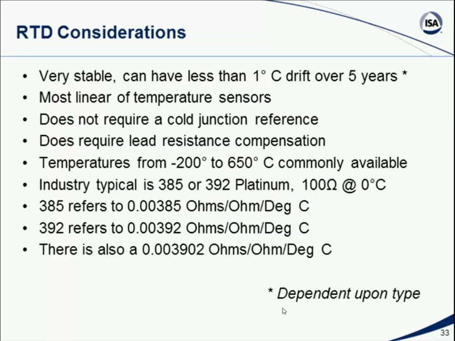Now, when we talk about RTDs, there are certain considerations in using them and picking them. First of all, because of their mechanical construction, they're very stable. They don't have any real need generally for any kind of calibration, not that there's any screws you can turn or something. They usually will drift in accuracy less than a fraction of a degree C over 5 years of operating. They generally do provide a pretty linear output, so their resistance change is very linear over their temperature range.